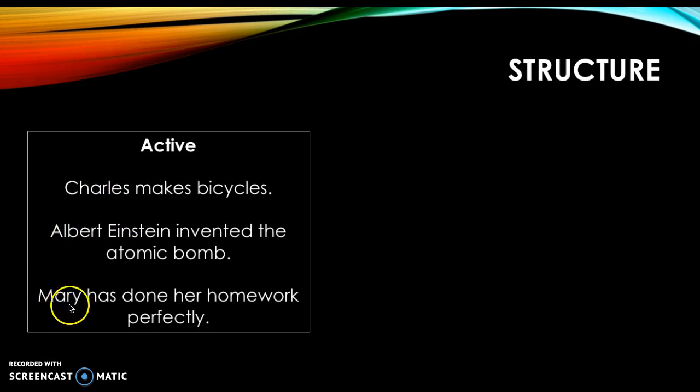Here we can see different names, and obviously if you pay attention there are different tenses. In this case, Charles makes bicycles, it is present simple. In the next one, Albert Einstein invented the atomic bomb, so it is a past tense. And the last one, Mary has done her homework perfectly, so it is a present perfect tense.